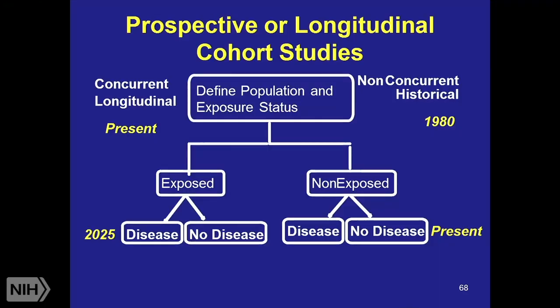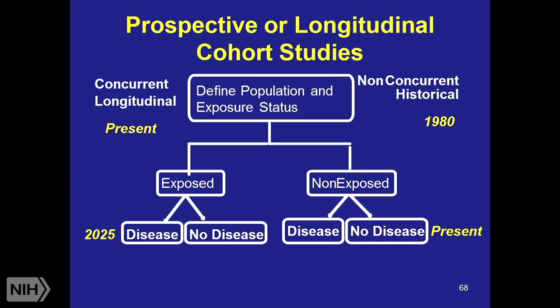So here's your picture. There are two ways that this happens. Concurrent longitudinal studies. So today I define the population and their exposure status. You are exposed or not exposed. I'm going to follow you for a period of time. Let's say I follow you till 2025. So I'm going to follow you 10 years. I'm going to see, do you have the disease or not? If you were exposed to the Ebola virus, if you weren't exposed. If you're exposed to working on the World Trade Center sites, if you were not exposed to that.